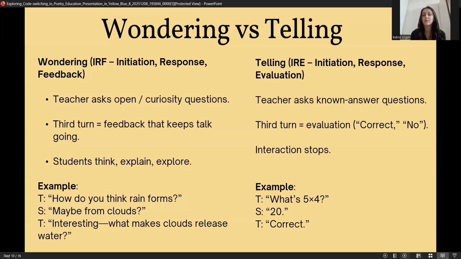And telling is about initiation, response, and evaluation. Teacher asks non-answer questions. Third turn equals evaluation, correct or no. Interaction stops. And this is the example. Teacher asks what's, students answer 20, and teacher says correct. So it's about checking correctness.